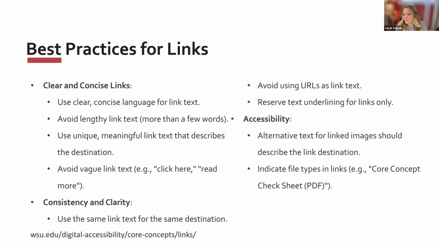And then indicate file types in the link. For example, if you're linking to a PDF on your website, you would want to make sure to include PDF within the link. That signals to someone with a screen reader that it's a document and that they might need additional software to open that link, or then they can make a decision about whether or not they want to download that document by clicking on that link.